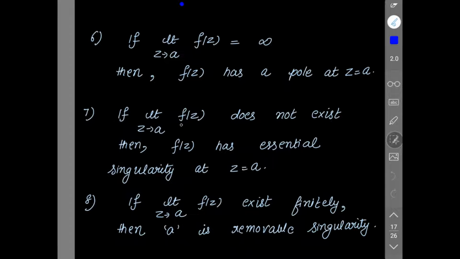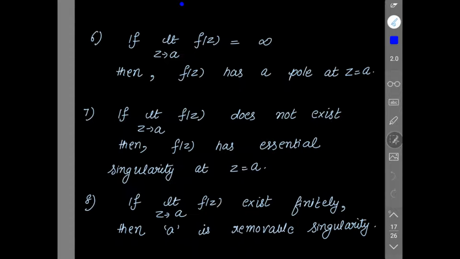If the limit as z tends to a of f(z) does not exist, then f(z) has an essential singularity at z equal to a. And if the limit exists finitely, then a is your removable singularity. So whenever the limit comes out to be infinity, that function has a pole at z equal to a. And if the limit does not exist, then the function has an essential singularity at z equal to a. And if the limit exists but finitely, then the function has a removable singularity.